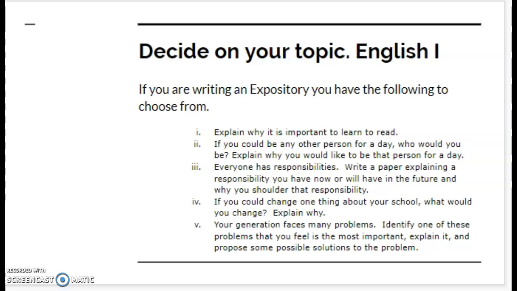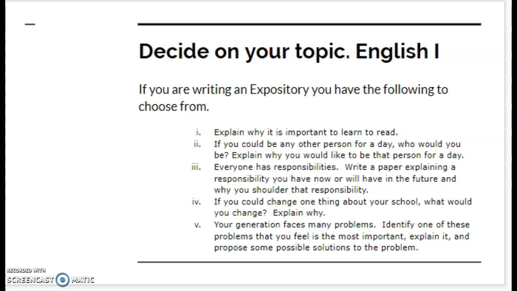Now, if you are writing the English 1-star, you will be writing an expository paper, and you need to choose from the following. Number 1, explain why it is important to read. Number 2, if you could be any other person for a day, who would you be? Explain why you would like to be that person for a day. Number 3, everyone has responsibilities. Write a paper explaining a responsibility you have now or will have in the future and why you shoulder that responsibility.